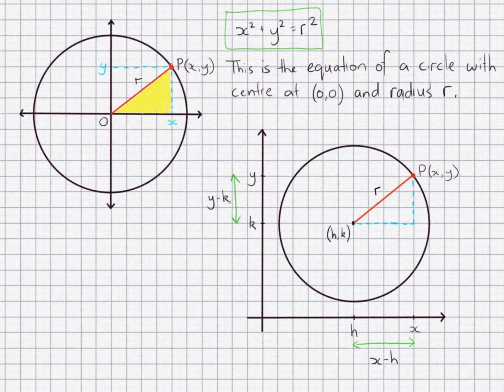So, applying Pythagoras' theorem, we have the two shorter sides squared and added together to give us the hypotenuse squared, which is just the radius squared. Our first short side is x minus h, and our other shorter side is y minus k. And this is the equation of a circle that has its centre at (h, k) and a radius of r.